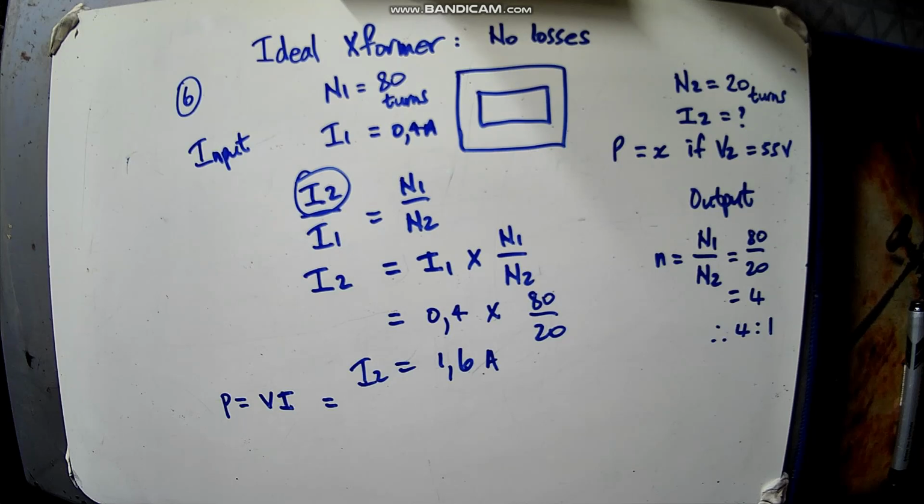There's no V1. So that means we're going to have to use the secondary side. Now remember that with a transformer in grade 11, power in is equal to power out in an ideal transformer. So we said that the voltage is 55 on the secondary and our current which we calculated was 1,6 amps. We will then get an answer of 88. That is question 6 completed. We then go into question number 7.